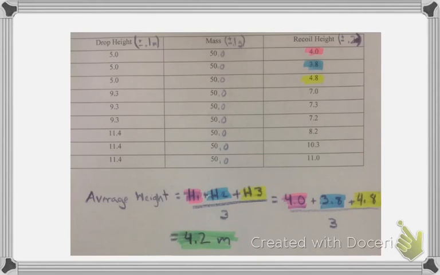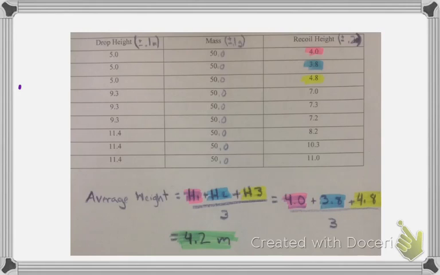And we're just going to do an average like you've probably done before. We're just going to take one of them, add it to the other one, add it to the other one. So we're adding all 3 of them together, and we're going to divide by how many they are. So I'm going to divide it by 3. As you see, we got 4 plus 3.8 plus 4.8 divided by 3. I get a value of 4.2 meters.